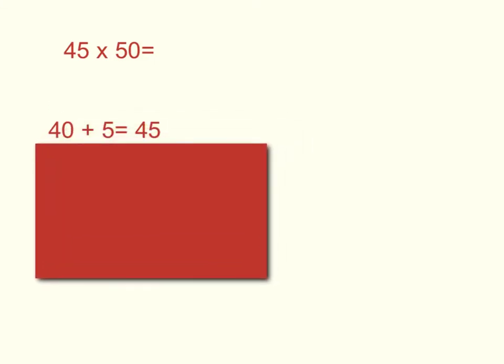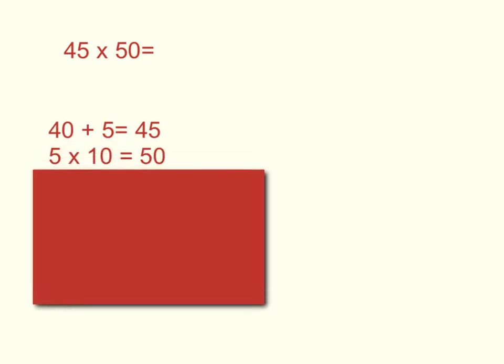If we were to break up 45, we would break it up into 40 plus 5 because that is the expanded form of 45. How do we break up 50? Well, we really couldn't in expanded form because it would be 50 plus 0. But we could break it up thinking of multiplication problems. We could break it up by saying a basic fact like 5 times 10. 5 times 10 is 50.